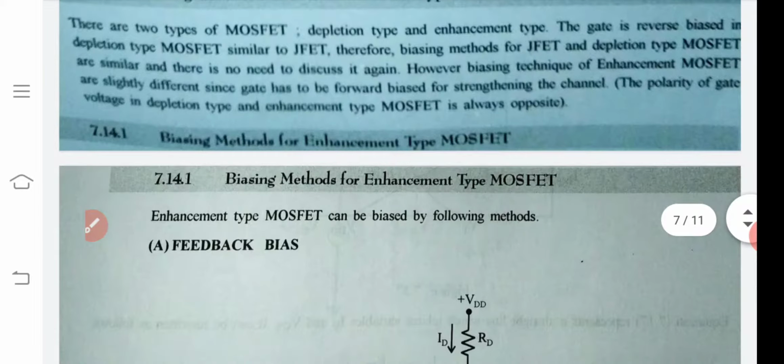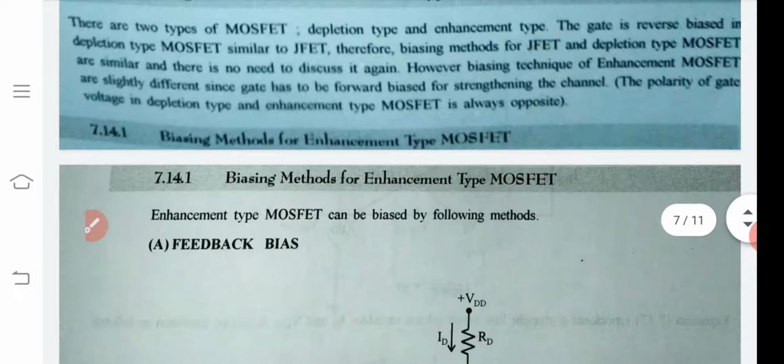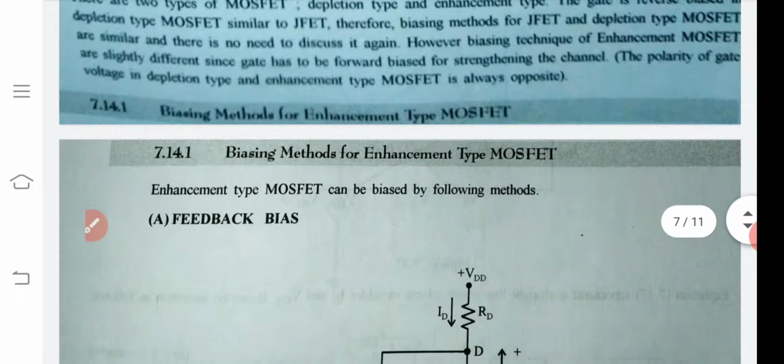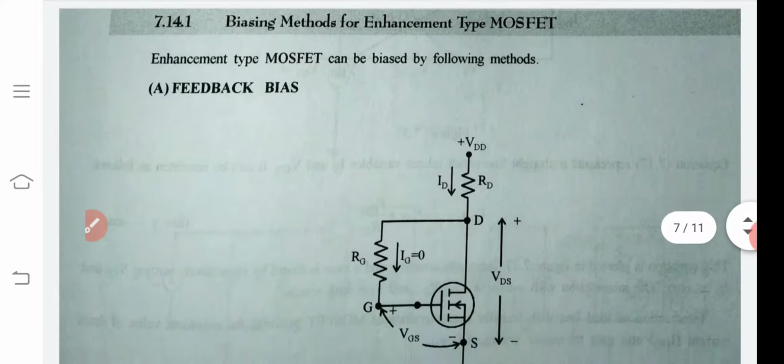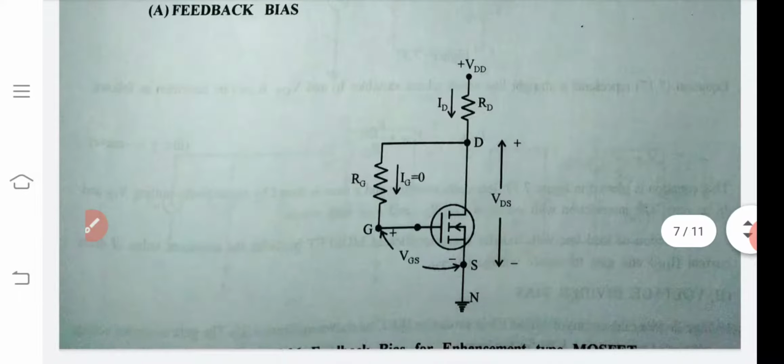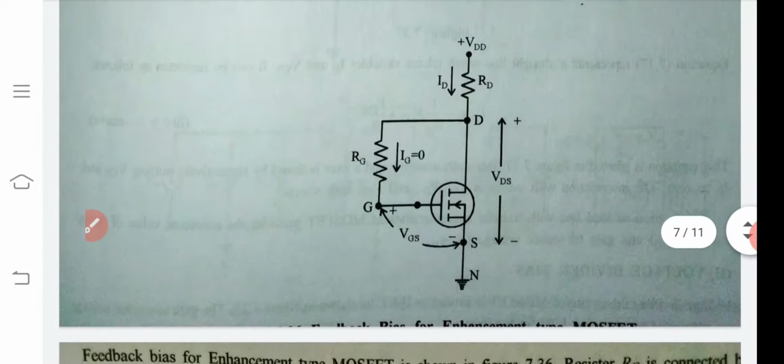However, biasing techniques of enhancement MOSFET are slightly different, since the gate has to be forward biased to strengthen the channel. So the biasing method of enhancement type MOSFET, this is the enhancement type MOSFET, is called feedback bias because the output drain and input gate are connected with resistance Rg, where Ig current is also 0. At the drain, VDD and resistance Rd are connected and the source is grounded.